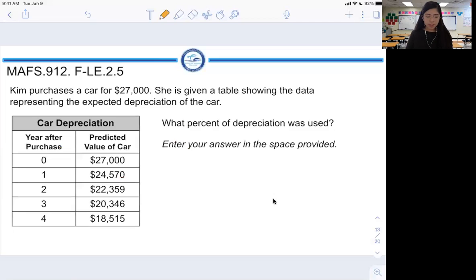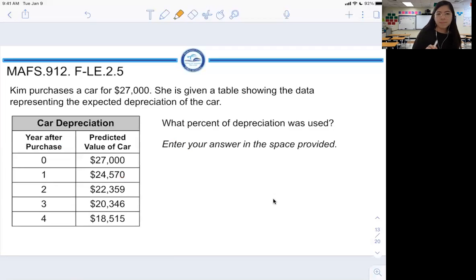Guys, we're so close to finishing. Let's finish. Who wants to read this one? Tyrone, go ahead. Kim purchases a car for $27,000. She is given a table showing the data representing the expected... What is that? Sound it out.